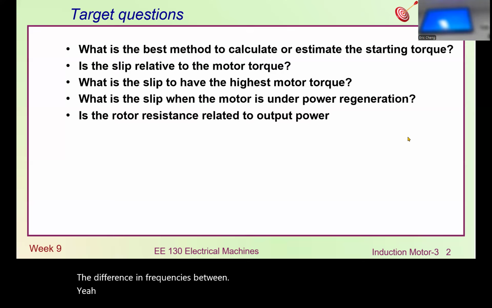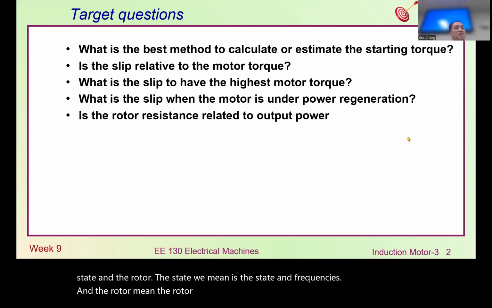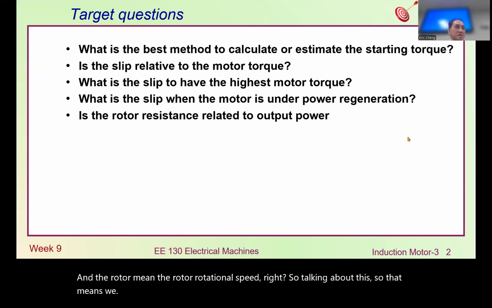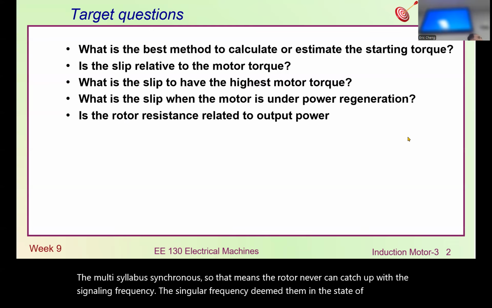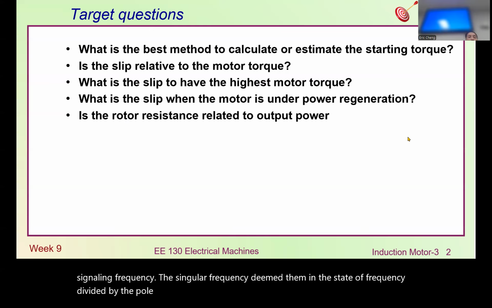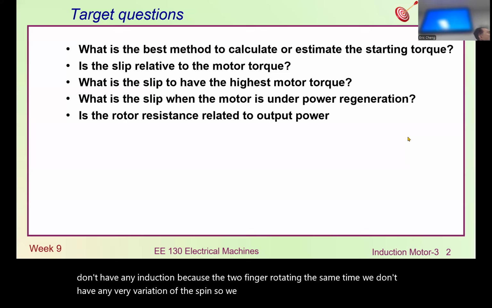Mainly the slip is the difference between the stator and the rotor. The stator we mean is the stator frequency, and the rotor means the rotor rotational speed, right? So that means the motor is not synchronous. The rotor can never catch up with the synchronous frequency. The synchronous frequency means the stator frequency divided by the pole pair. So these two can never be the same. If they're the same, we don't have any induction because the two things are rotating at the same time. We don't have any variation of the speed, so we have no induction in the rotor.